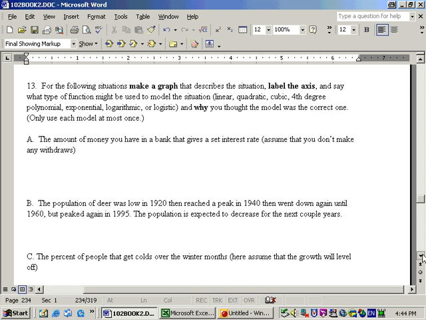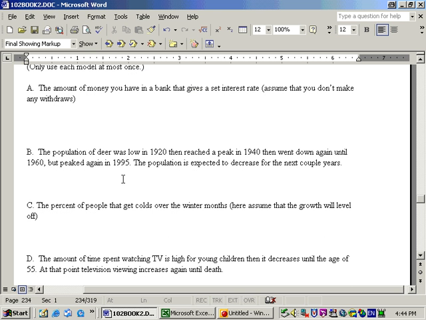On problem B, it says the population of deer was low in 1920, then peaked in 1940, went down again in 1960, but peaked again in 1995. Well, it sounds like there's two peaks and a valley in this, so that would be a fourth power equation if you graph this. Low in 1920, then it peaked in 1940, went down until 1960, then went back up again and then expected to decrease for the next couple of years. You get two peaks and one valley. That's a fourth power equation.